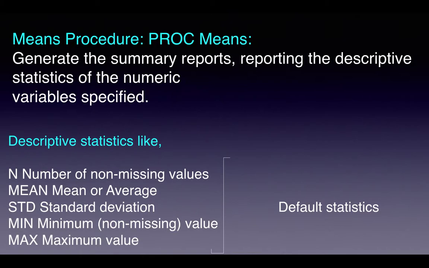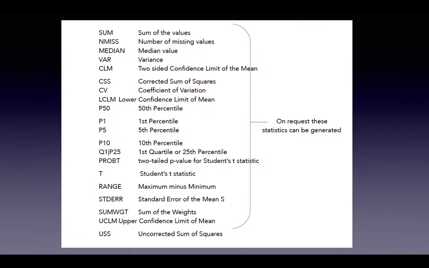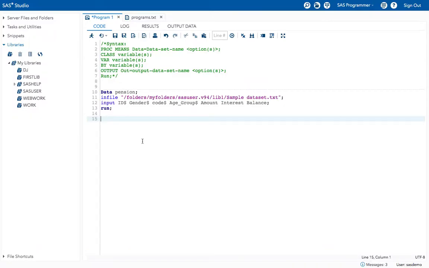When we generate summary reports by using this Proc Means procedure, by default it generates results for non-missing values, mean, standard deviation, minimum value, and maximum value. And by using options on the request, we can generate other values also, like sum, n, miss, median. This is the syntax for the proc means procedure.